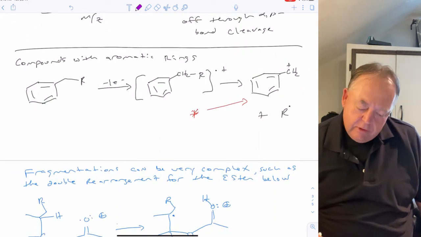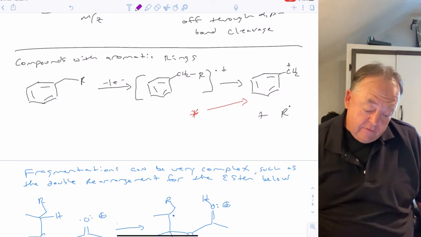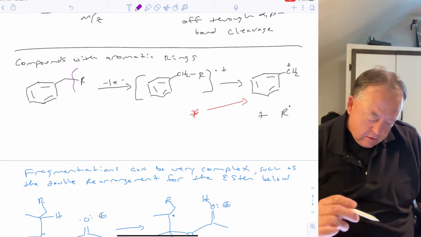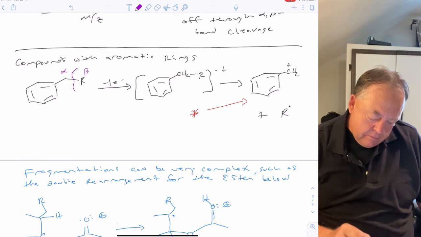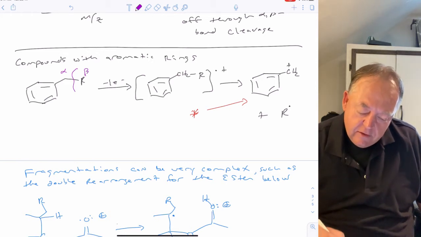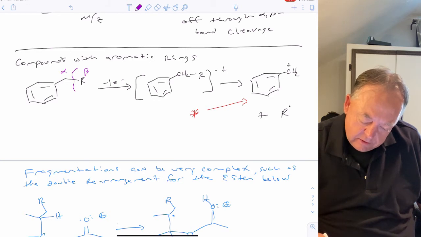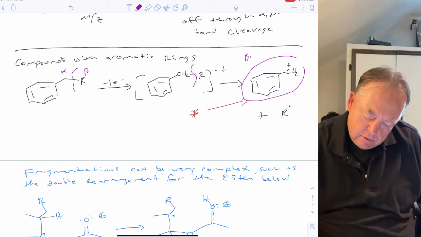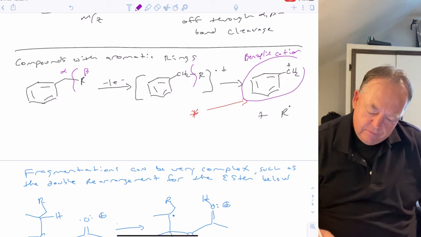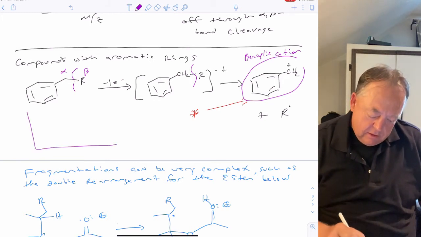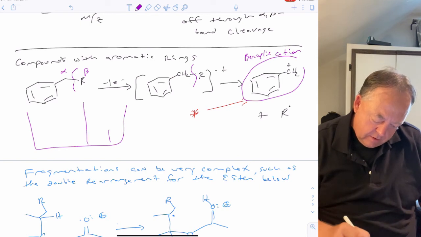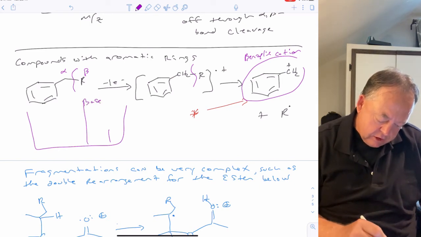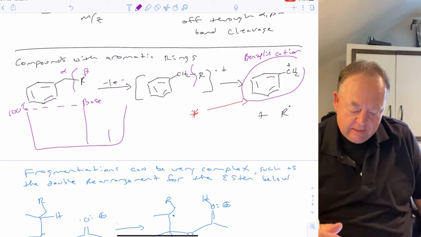So aromatic compounds would be the same concept. They would typically fragment again at the alpha beta bond. So you knock an electron off of the molecule, and then it fragments there, so that you get a benzylic cation. And so that would typically be then the largest peak, the base peak. If you remember, the largest peak is called the base peak. That's arbitrarily set to 100% intensity.